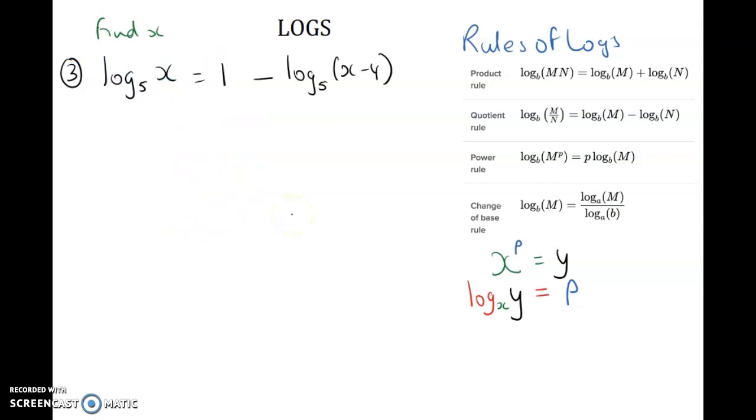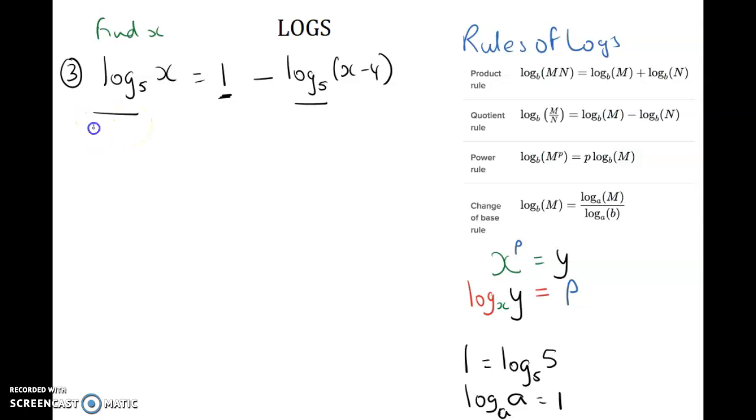My third question: find x again if we're given this. The first thing I analyze is that I'm seeing a log here with a base 5 and a log here with a base 5 and a constant here, right? I like the fact that I have the same base, 5 and 5, but this 1 needs to be converted to base 5. Now I don't know if you know this, but 1 is actually equal to log base 5 of 5, right? And that's another rule that's not mentioned here, which is log of a to the base a is 1. So now I'll put that.